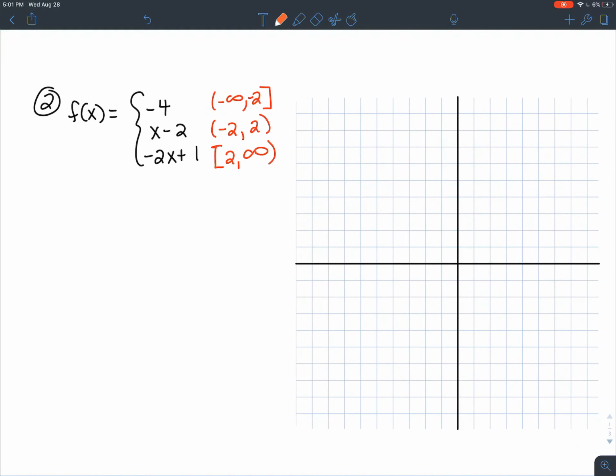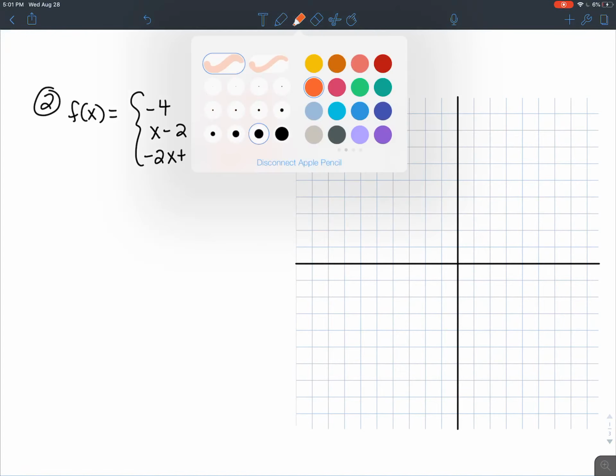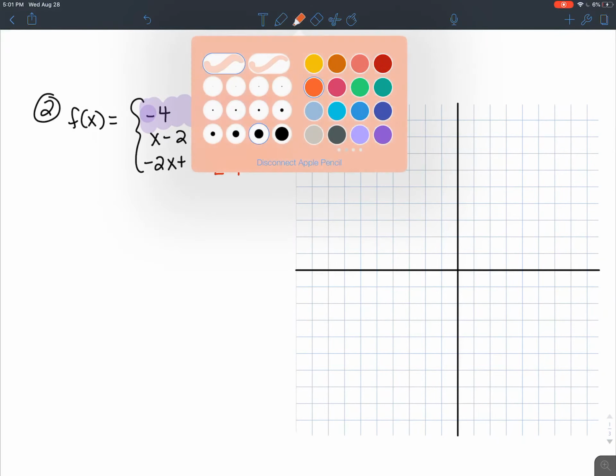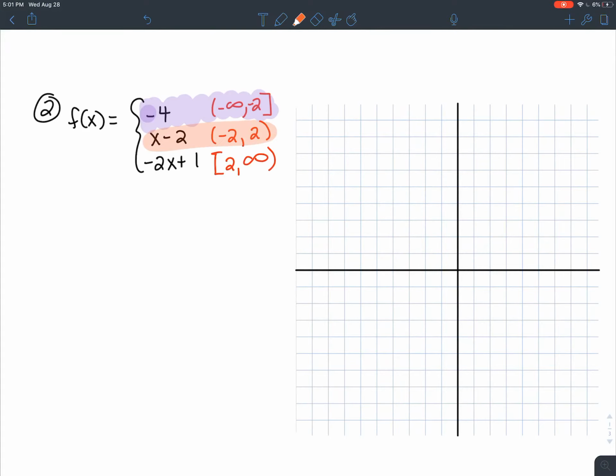My suggestion to you: pause the video, write this down, and then actually work it out on your own. See if you can do this one on your own. All right, welcome back. We are going to do the same thing. I'm going to do this one in purple, the middle one in orange, and the last one in green.